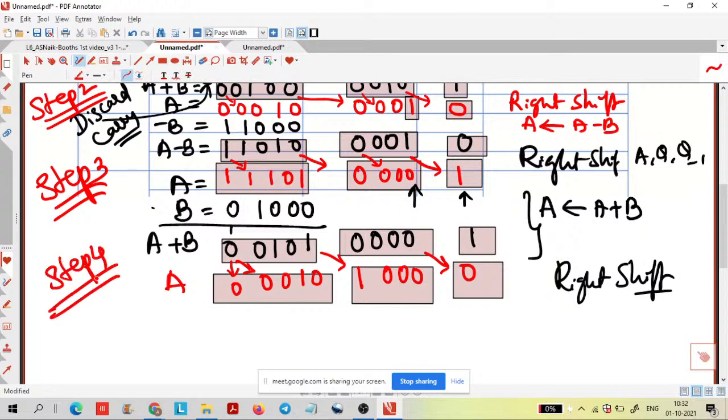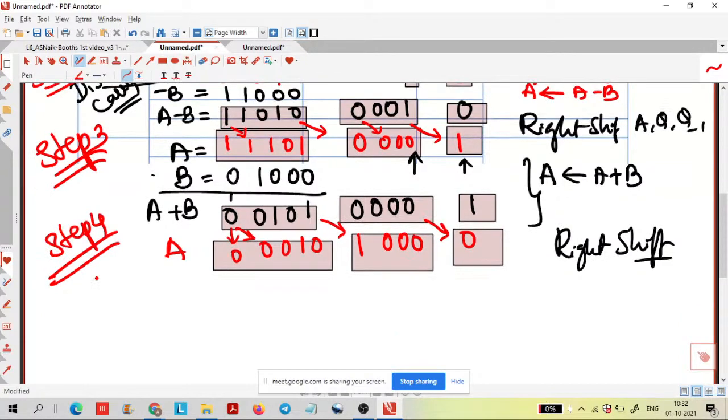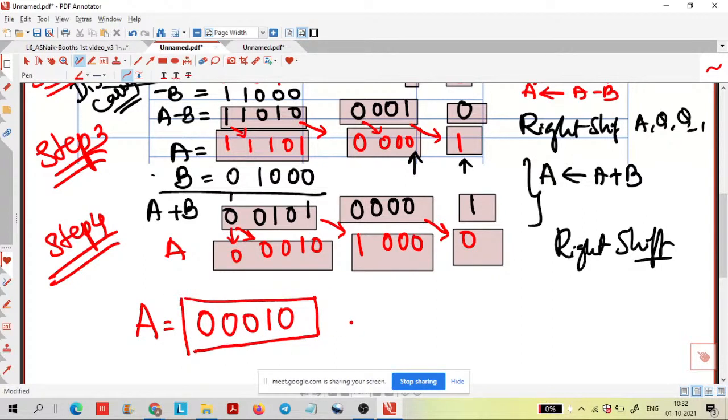4 steps are completed. Okay, and the final result, okay, your final result you will get here, from the content of A and content of Q. Content of A क्या है, 0 0 0 1 0, okay, this is the content of A. Then content of Q क्या है, 1 0 0 0, okay.